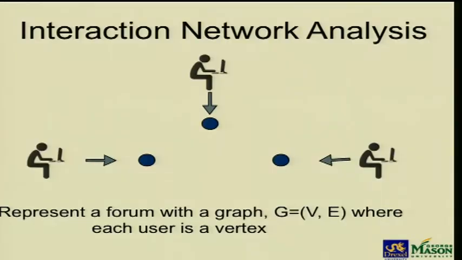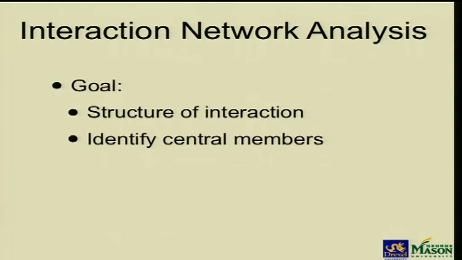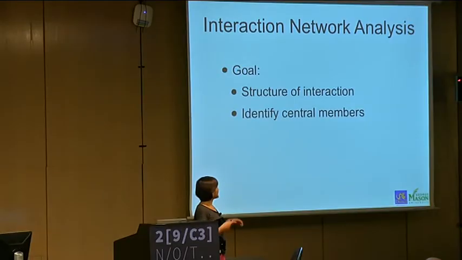So for interaction network analysis, we created a graph for each forum where each user was represented as a vertex, and each private interaction between users was represented as a directed edge in the forum. So our goal for doing this interaction network analysis was to see the structure of the interaction among the members in the forum. That is, who is connected with who, who is talking with who, and identify central members in the forum.